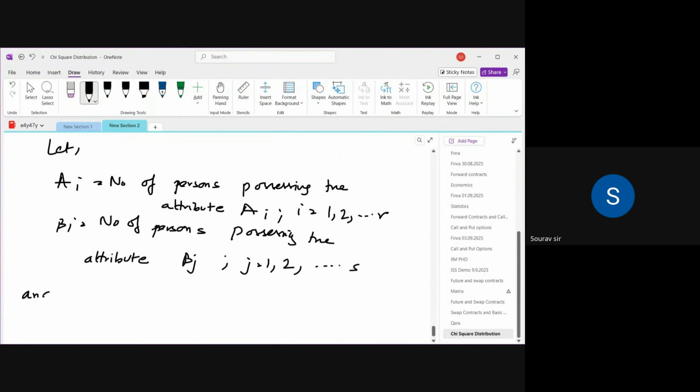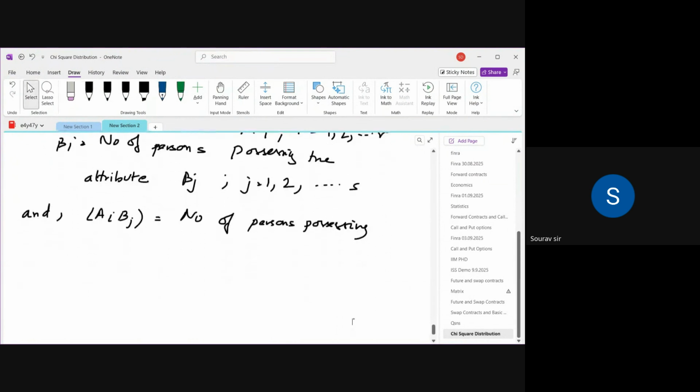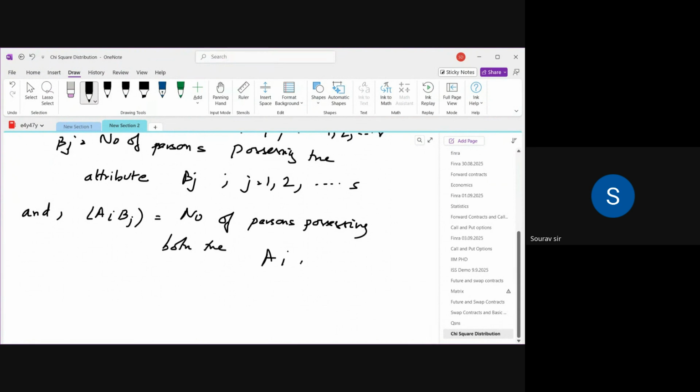Okay. And AiBj will be the number of persons who are possessing both the attributes together, the attributes I mentioned, Ai and Bj, together. So these frequencies are arranged in a following R into S contingency table. How does the table look?